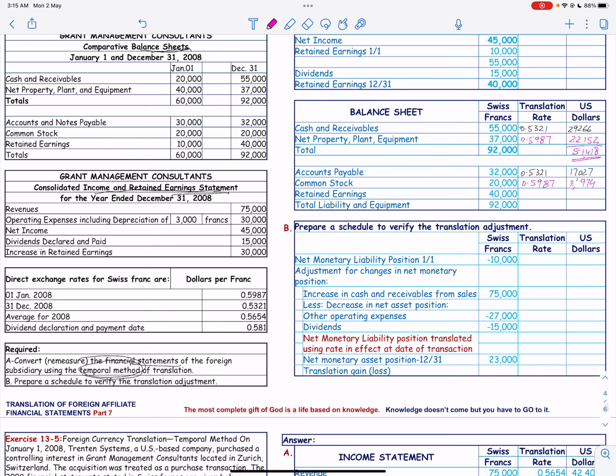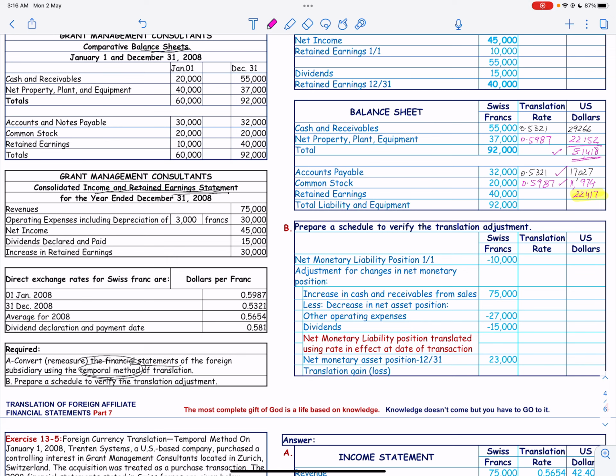and based upon this information we will be plugging in the value of the retained earnings. We have the assets of 51,418 minus the liabilities 17,027, and the common stock 11,974 will give us 22,417. This number has some relevance and we will talk about it in a while.